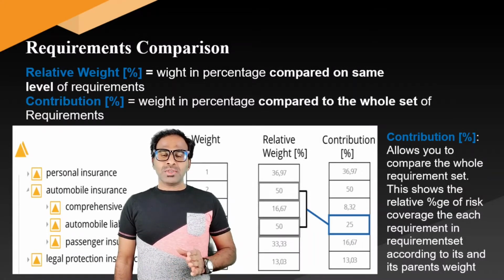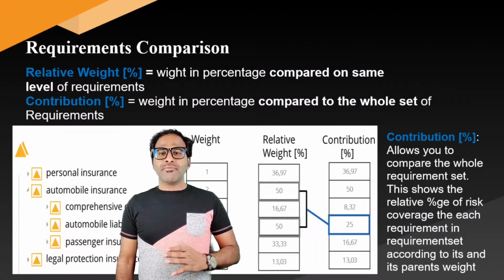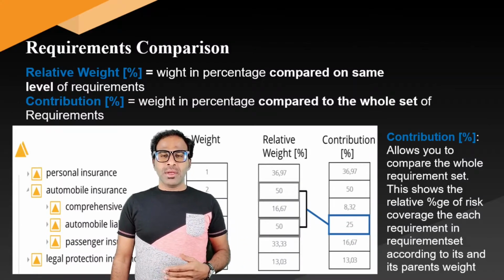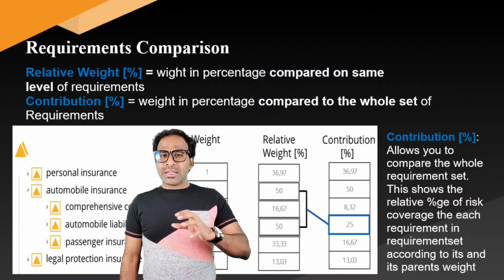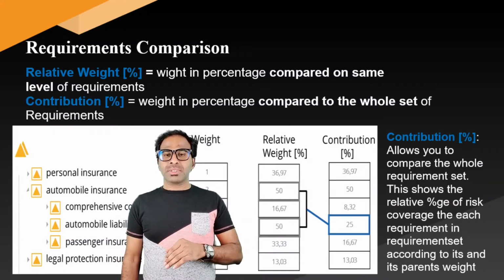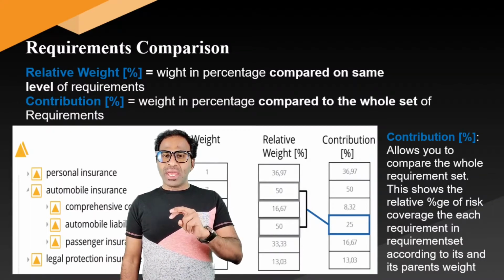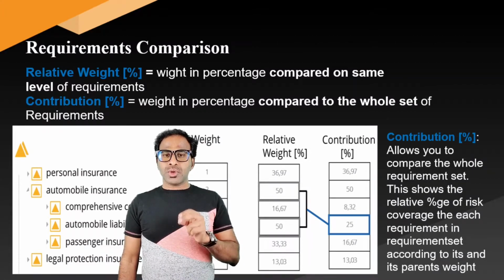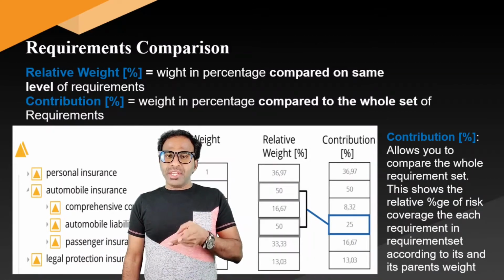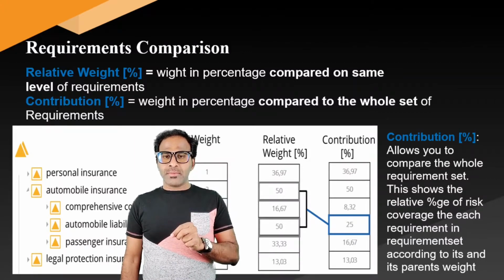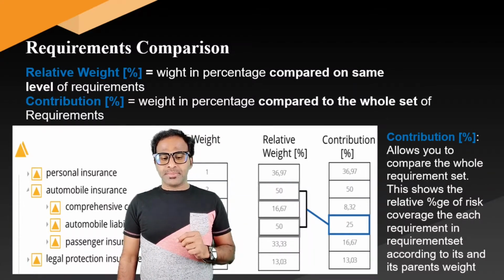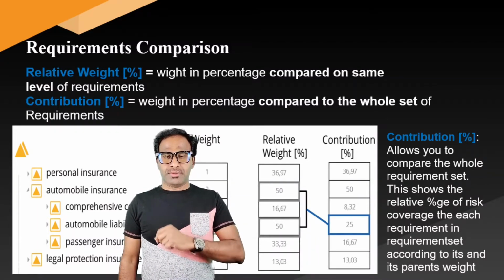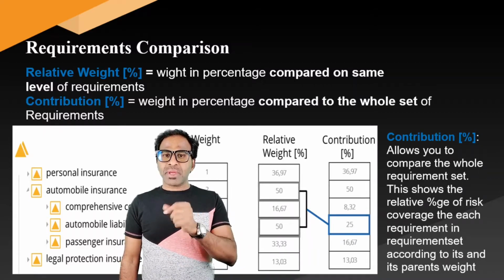Once you provide the complex weight for all your requirements, how can we compare the requirements? Basically, what is the comparison of the requirements in terms of complex weighting? There are two different ways of comparison. In Tosca Tool, there are two additional columns that you can make visible. One is relative weight, and the second one is contribution. These two are the comparison parameters.